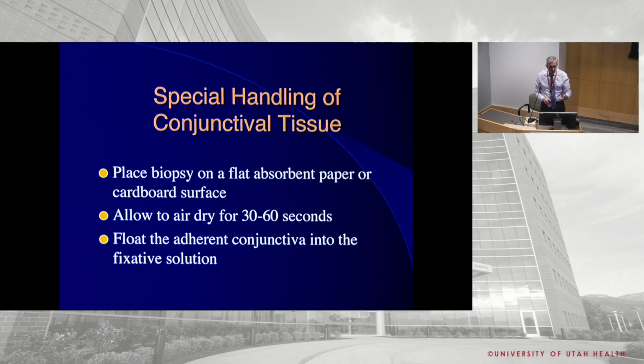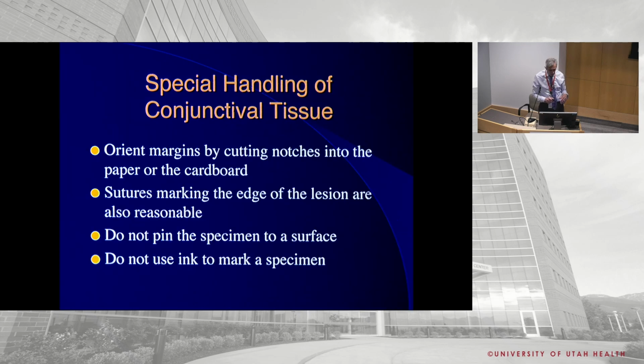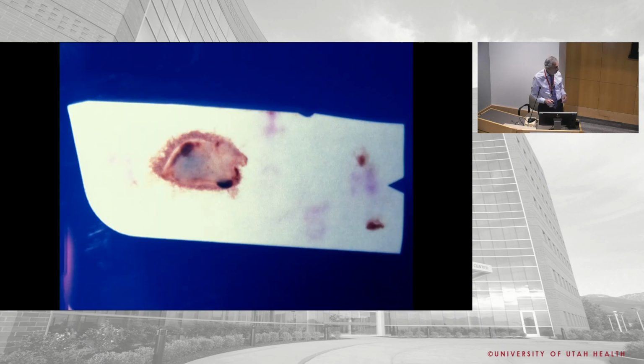So you cut a little, say, 2x2 centimeter piece of that cardboard, and you lay the specimen out on it, and you let it sit there for about 30 to 60 seconds, and it will stick. Then you float the whole thing into formalin, and that'll keep that oriented. If you want to look at margins, say we're really worried temporally, don't try to pin it to a surface because that falls off. If you use standard ink, that dissolves. So if you get it to stick to the cardboard, cut a notch in the cardboard and say, okay, temporal is 1 notch, superior is 2 notches. And we can run that through and then orient it.